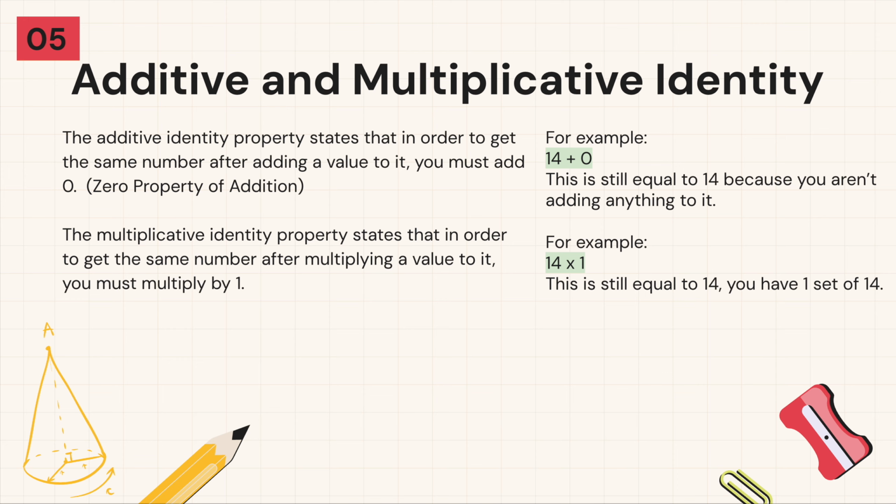The multiplicative identity states that in order to get the same number after multiplying a value to it, you must multiply by 1. So for example, 14 times 1 is still equal to 14.